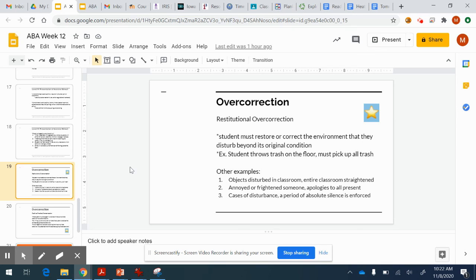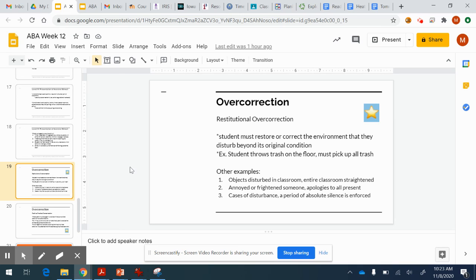The last thing we talk about is overcorrection. Overcorrection is actually a pretty common procedure that works fairly well. There are two different types of overcorrection. There's restitutional overcorrection, where a student must restore or correct the environment that they disturbed beyond its original condition.